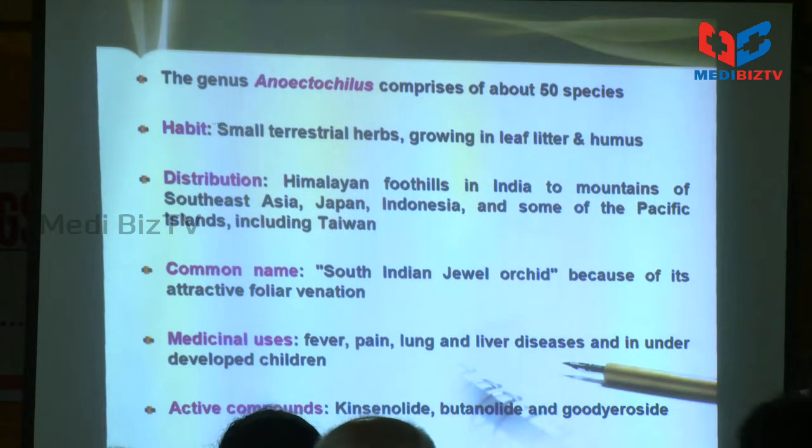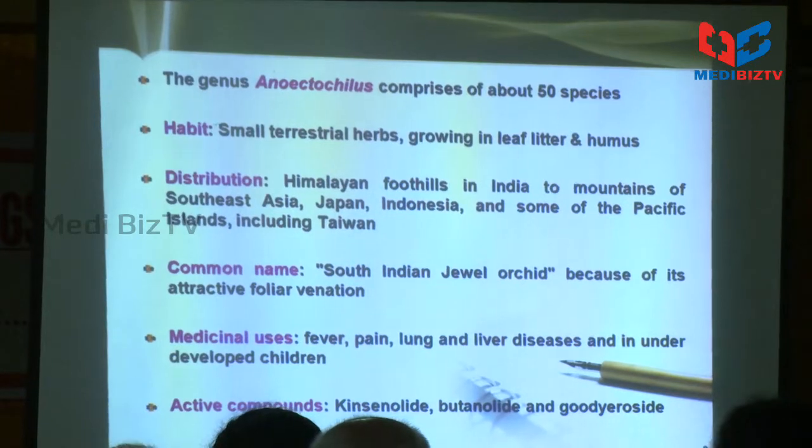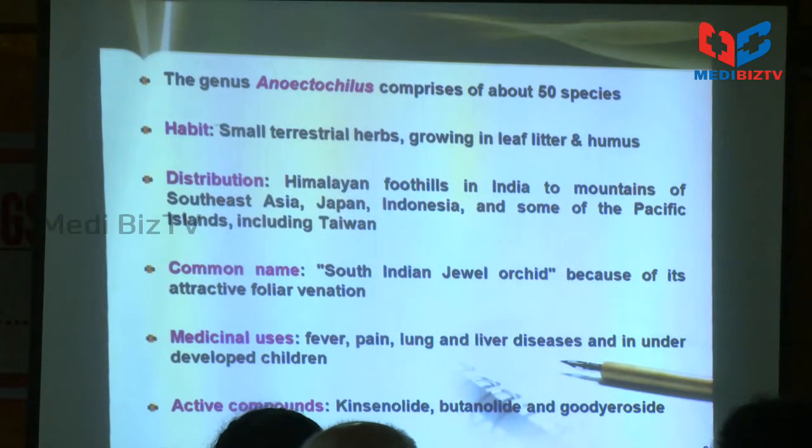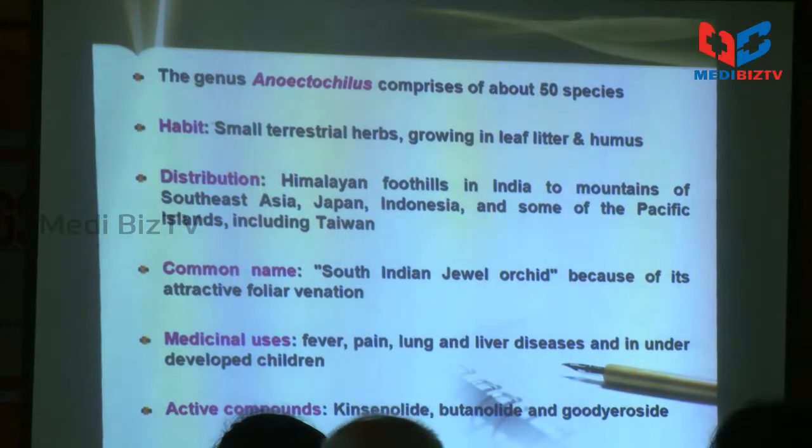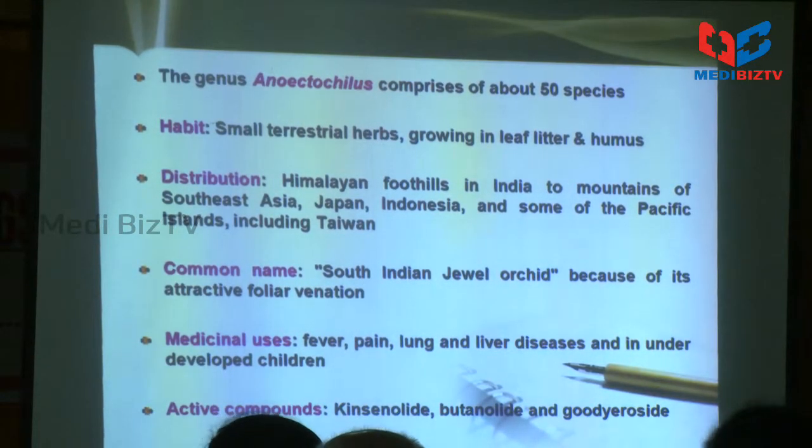And this is a general introduction about Anectochilus. The genus Anectochilus comprises about 50 species, and it is a very small terrestrial herb. It is a shade-growing plant and usually grows on leaf litter, in humus and on rocks. It is distributed in the Himalayan foothills in India to the mountains of Southeast Asia, Japan, Indonesia and some of the Pacific islands, including Taiwan.